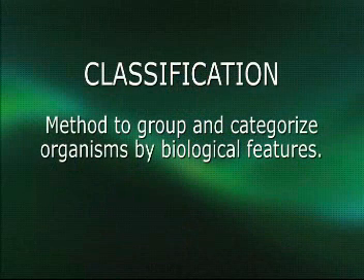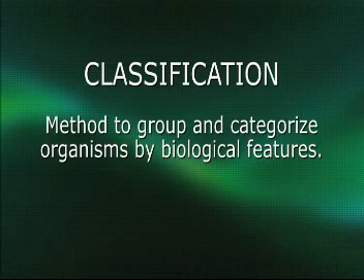Classification is a method that scientists use to group and categorize organisms by biological features. The classification of bacteria helps to identify organisms according to groups. These groups contain organisms that share common characteristics compared to organisms in different groups.